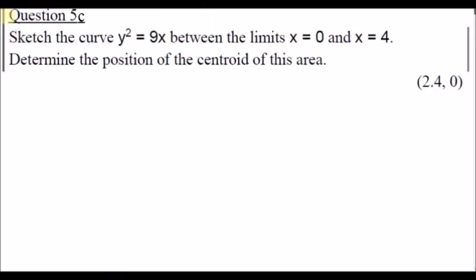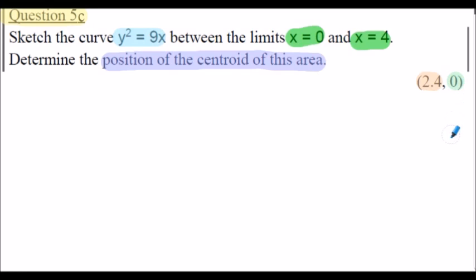Here's question 5c. We're asked to sketch the curve y squared is equal to 9x between the limits of x equals 0 and x is equal to 4. We've then got to determine the position of the centroid of this area. The value of x bar is stated here, and note the value of y bar is 0 in this case.